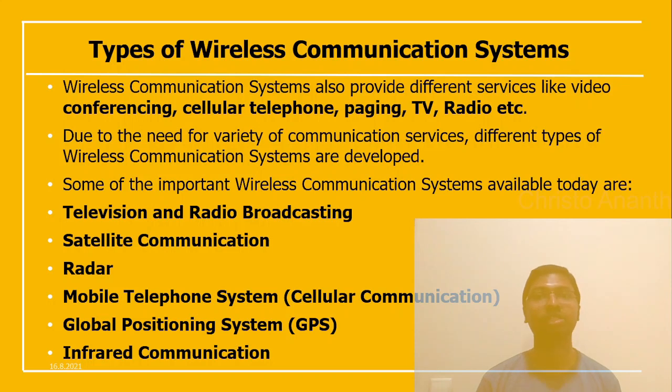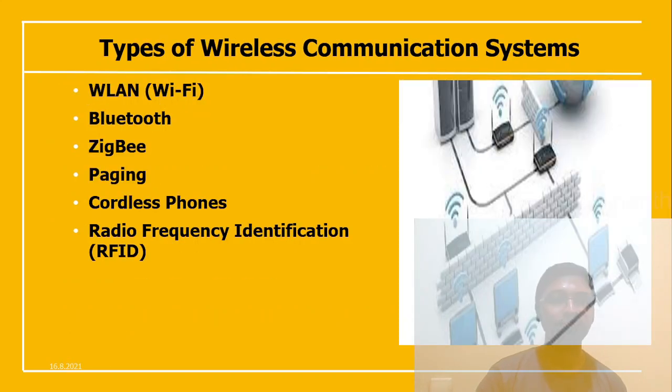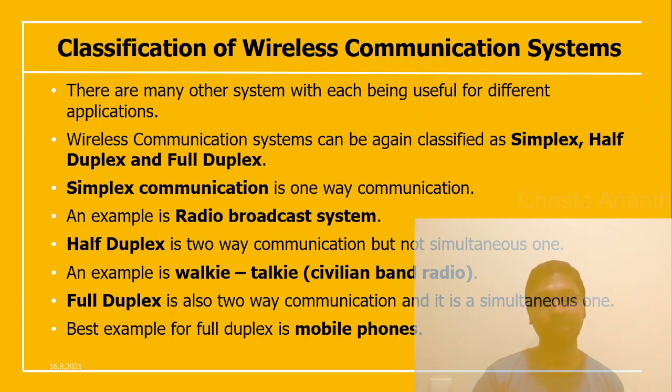There are several advantages and applications of wireless communication systems. We have TV and radio broadcasting, satellite communication, radar, cellular communication, mobile telephone systems, GPS (global positioning system), and IR (infrared) communication. Of course, we have WLAN, Wi-Fi, Bluetooth, Zigbee, paging, cordless phones, and radio frequency identification. So there are several ways to utilize wireless communication systems.